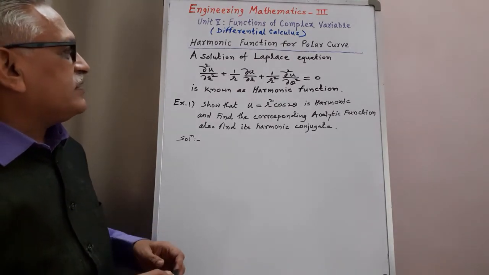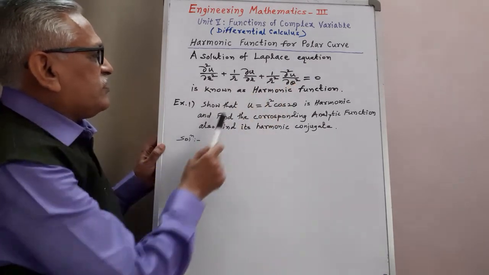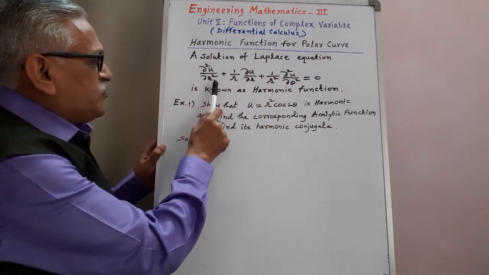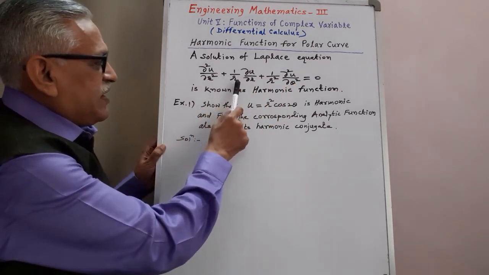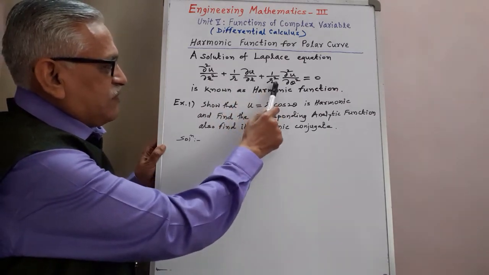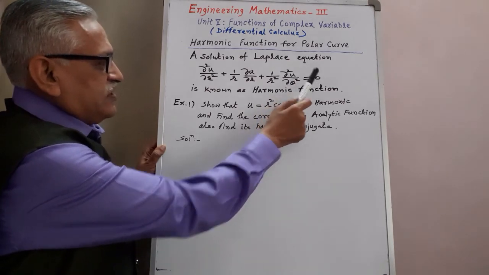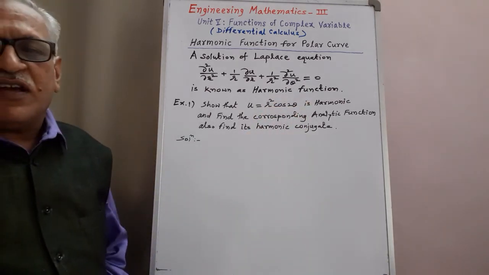Let us define it. A solution of Laplace equation ∂²u/∂r² + (1/r) ∂u/∂r + (1/r²) ∂²u/∂θ² = 0 is known as harmonic function.